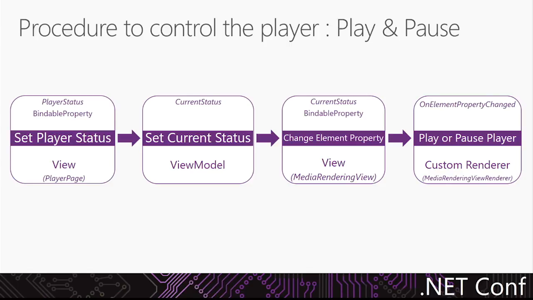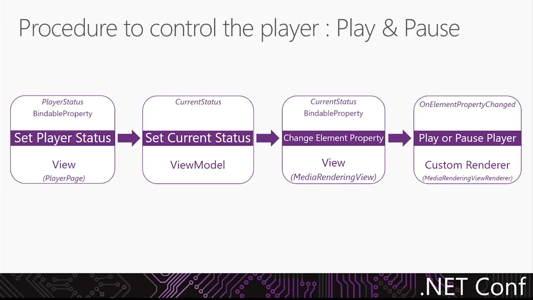We set up the property, and if you change it, the status will change in the view model. Then the view model also notifies another view inside of the player page, so the rendering view will know that the current state has been changed. Then the rendering view notifies the custom renderer that the status has changed and it plays the video. So that's how it works.